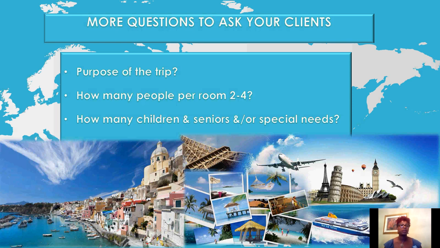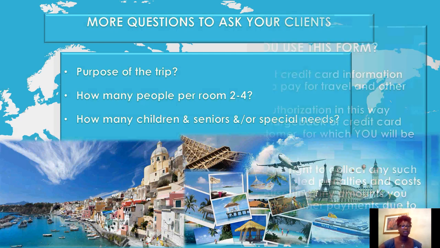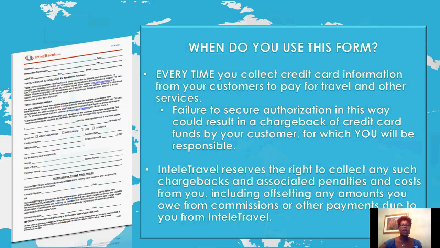You want to be able to notify the hotel as well so that they can prepare the room for special needs. If there are children with autism, lights, colors, all those things have to be adjusted. So it's very important that you ask those questions, guys. It will help you, okay?